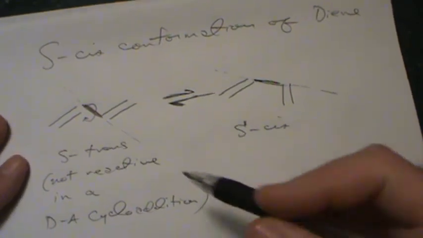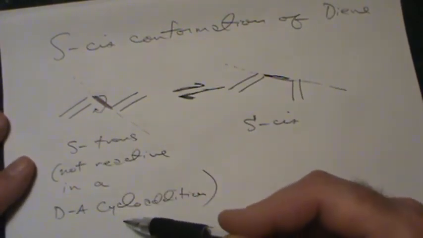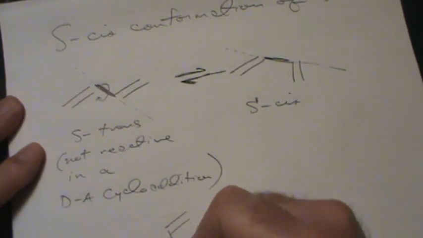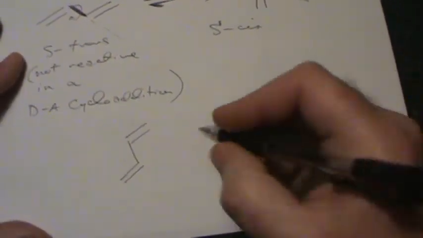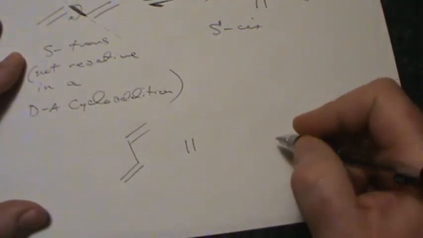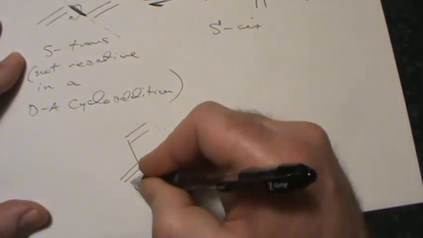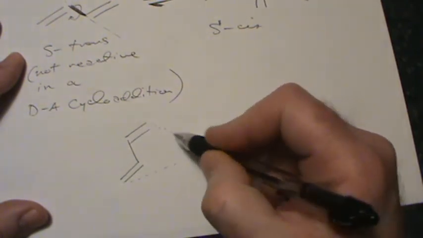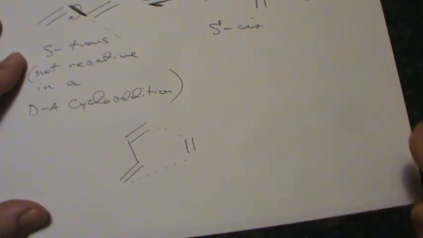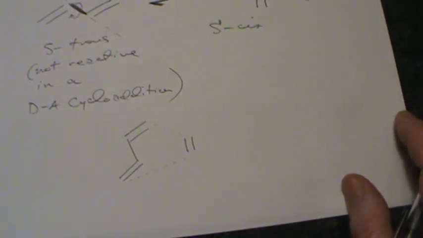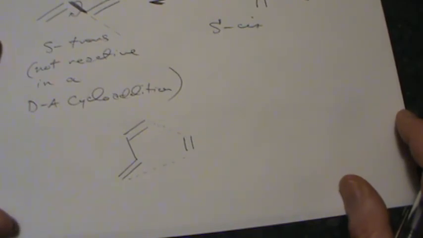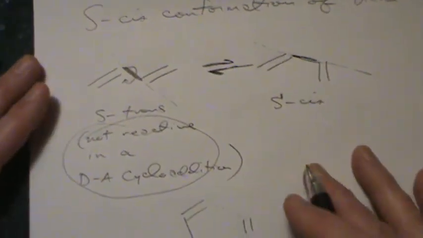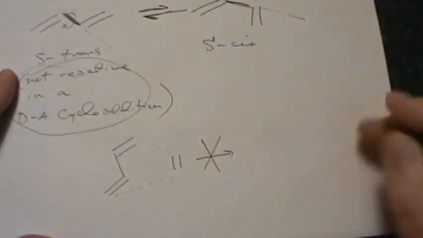Now, what you need to know is that the S-trans conformation is not reactive in a Diels-Alder cycloaddition. If you try to bring this diene next to a dienophile like ethylene, it just doesn't work because you're trying to form a six-membered ring and these two carbon atoms are just too far away from those two carbon atoms. It might be close to one of them but far away from the other, and the result is you just can't simultaneously overlap that pi system in an appropriate fashion. So the S-trans conformation is not reactive in a Diels-Alder cycloaddition. This reaction right here just would not occur.